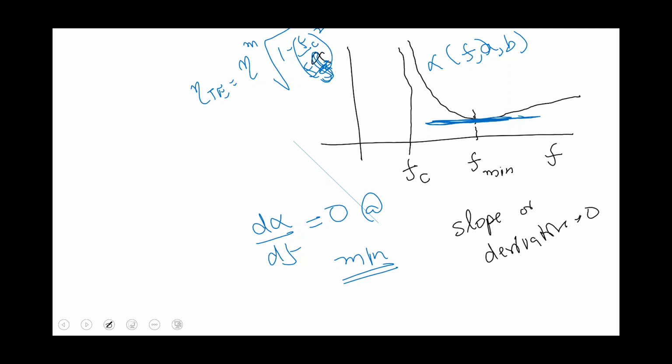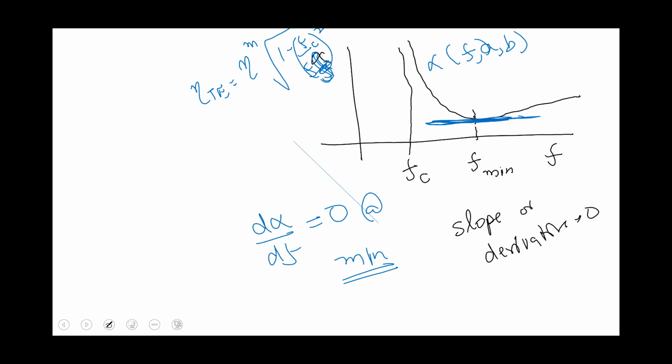You can assume that Rs is constant, but any term which is varying with frequency, you will have to put that variable in, otherwise you can't take the derivative. Otherwise your answer would be wrong. If you assumed eta to be a constant, your answer would be wrong. Good question there. Yeah.